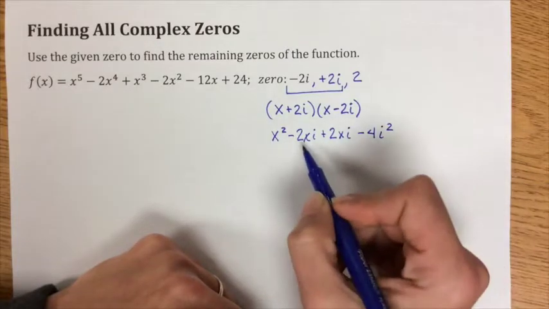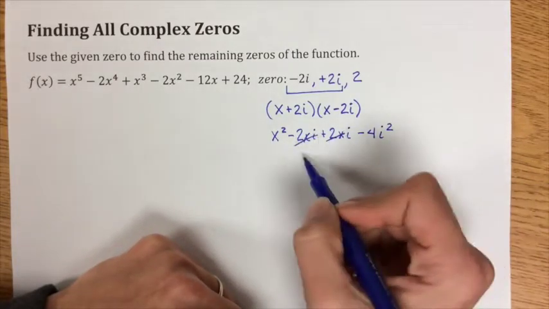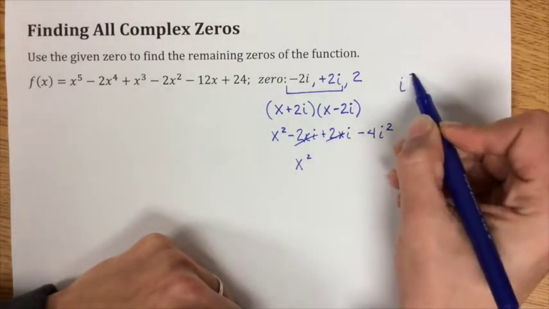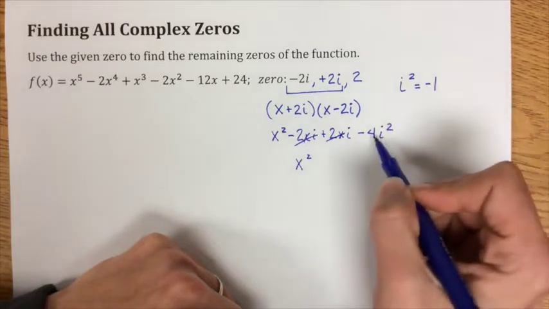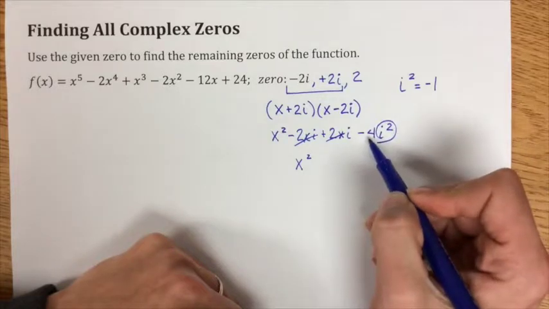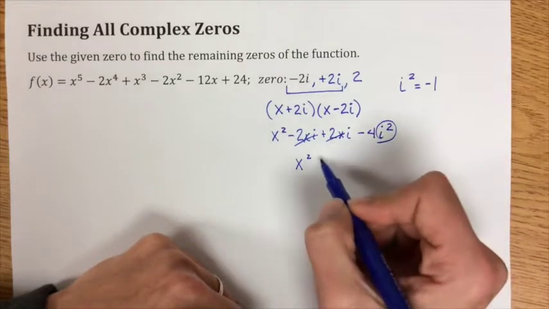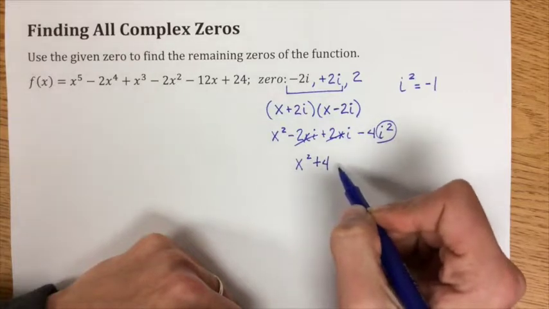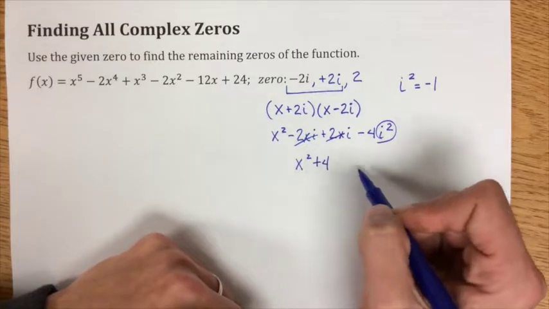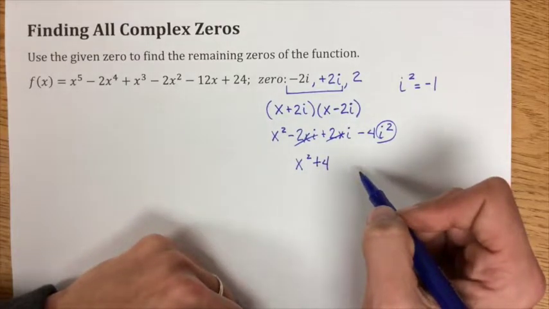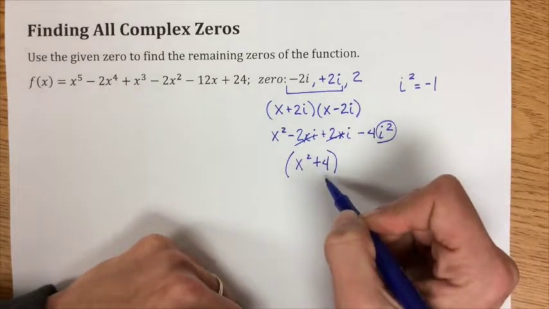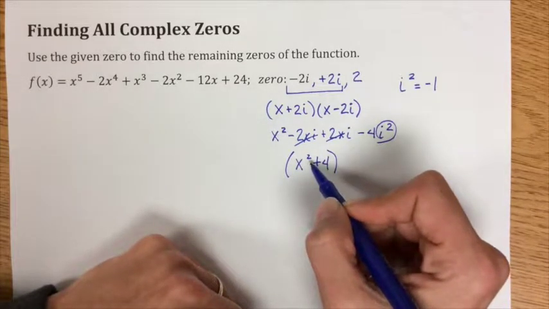Now when we clean all this up, these are going to cancel out, and we end up with x squared. If you remember, i squared equals negative 1. So we're going to replace that i squared with a negative 1. Negative 1 times negative 4 is positive 4, which makes sense, because if we set that equal to 0 and solve, we'd have x squared equals negative 4, which would cause us to get positive and negative 2i. So here's one factor. Now we can't use synthetic division with this because it is not a linear factor.